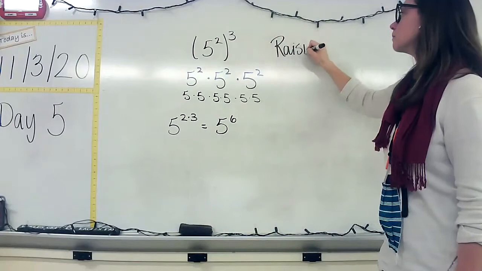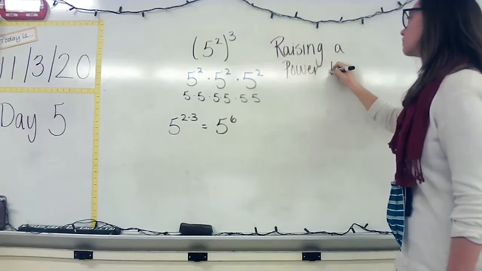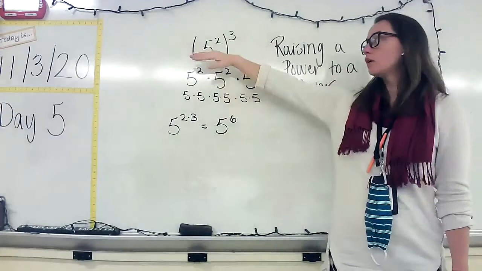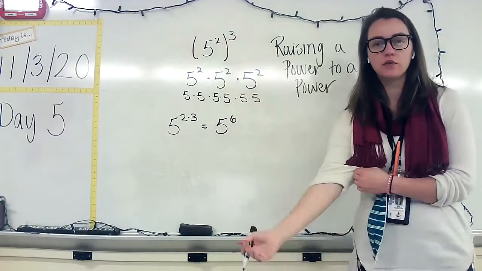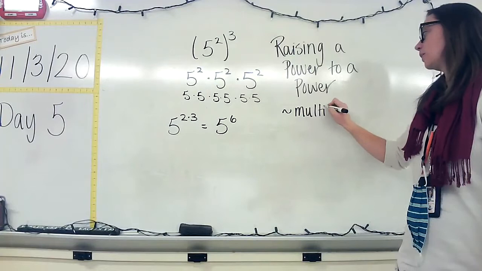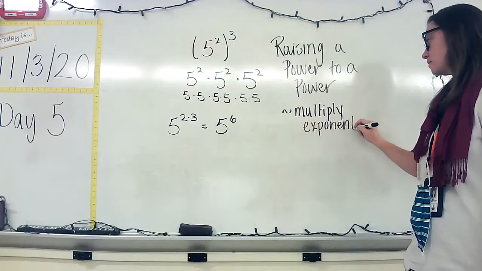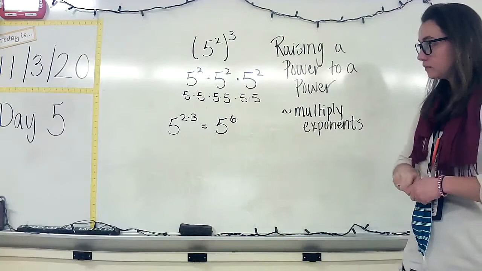So we talk about this as raising a power. 5 squared is a power to a power. Again, power is just another word for exponent. So here we can multiply exponents, and the base will stay the same. So 5 squared to the third power is just 5 to the sixth power.